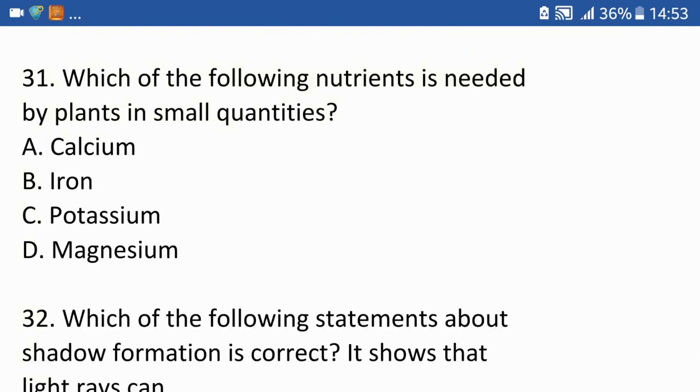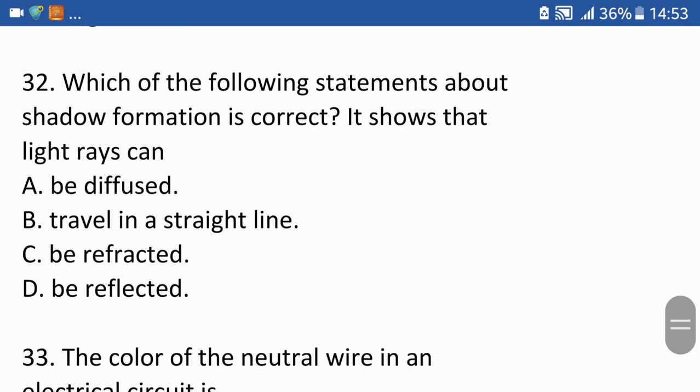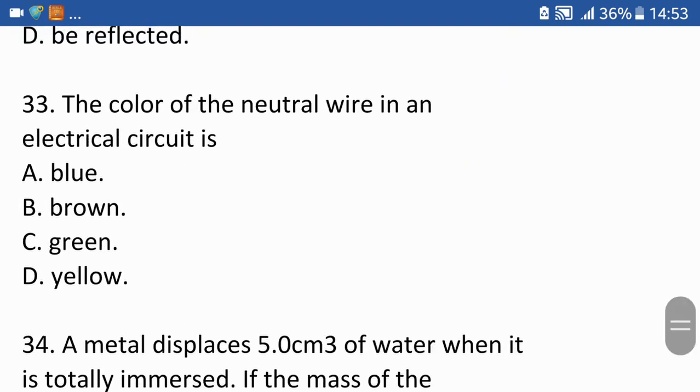Which of the following nutrients is needed by plants in small quantities? 32. Which of the following statements about shadow formation is correct? 33. The color of neutral wire in an electrical circuit is.